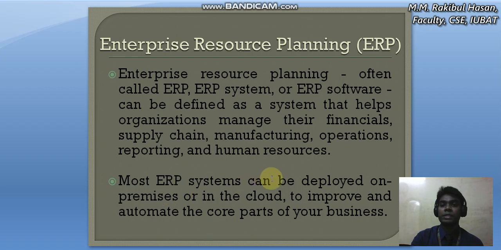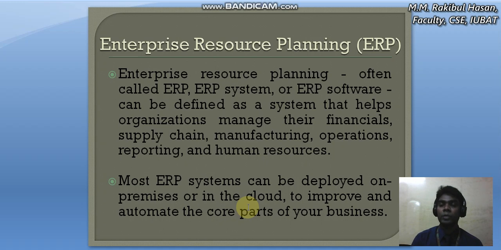Most ERP systems can be deployed on premise or in the cloud to improve and automate the core parts of our business. So what does on premise mean? That means the ERP system will be accessible only inside the organization. In the cloud means you can access that information system from outside the organization, from anywhere.